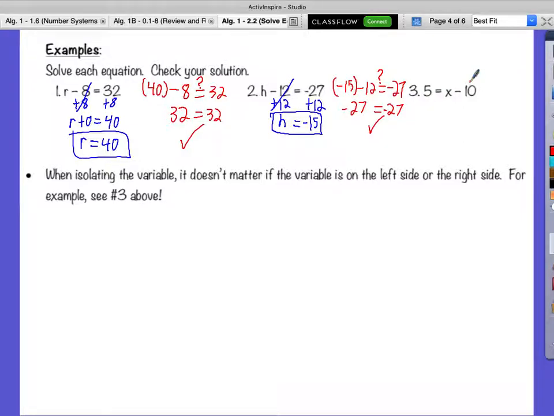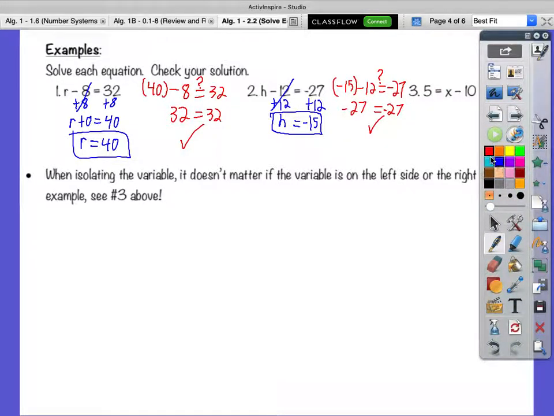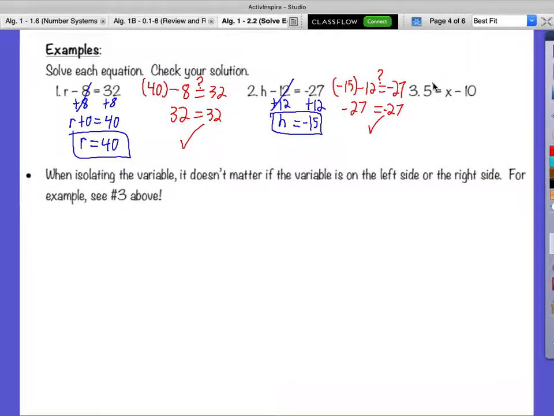Okay, let's talk about this one up here. This time, x is on the right side of the equation. Does that change what we do? No. So what's happening with x? It's being subtracted by 10. So the opposite of subtraction is to add. We're trying to undo this subtraction, to get rid of it, to isolate the variable, to undo what's happening.